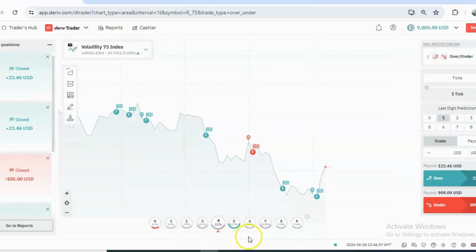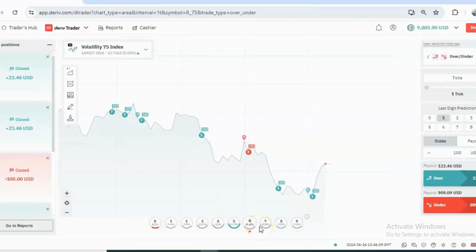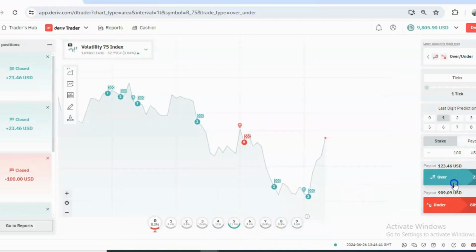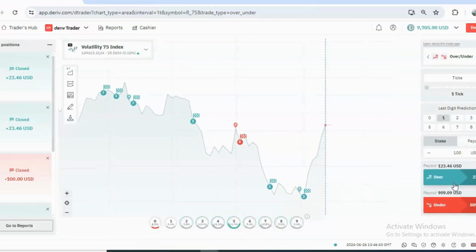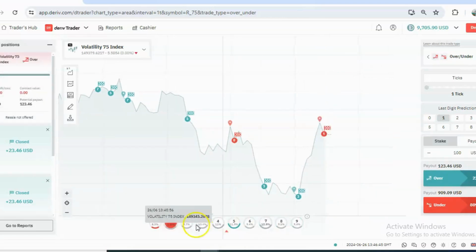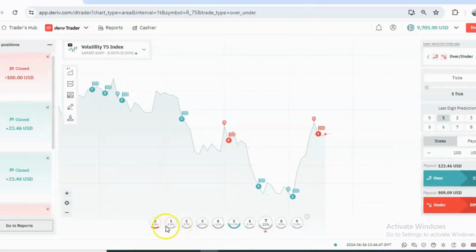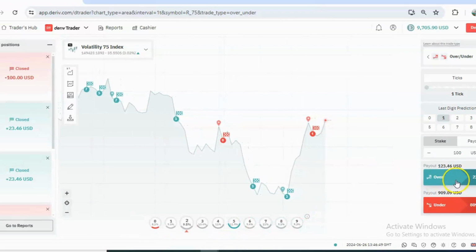Profit when you're using a bot. But because we are doing it manually, we have to wait. See, another loss. But let's wait.